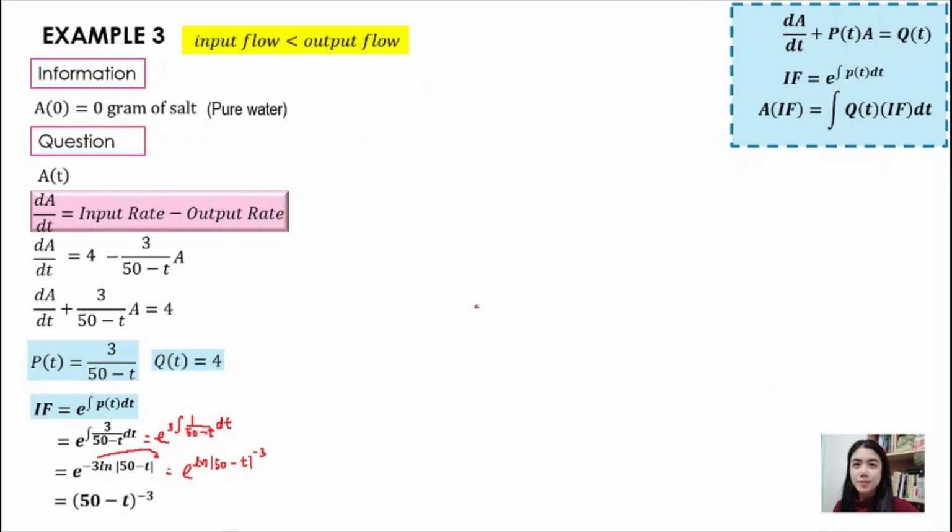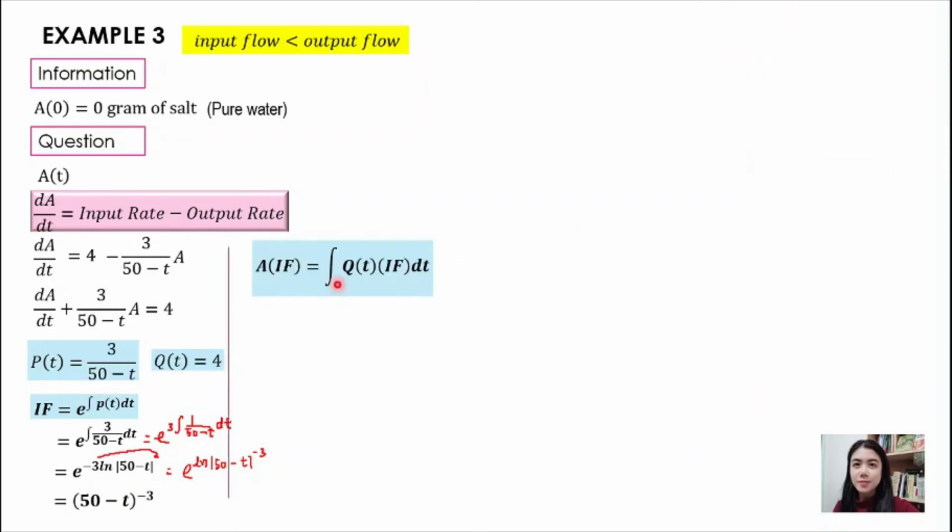Then we're going to solve these differential equations by using its formula. So this is the one. Let's substitute what is our IF here. So we have A multiplied with the IF. Your IF is this one, and then equal to the integration of Q(t). Your Q(t) is actually 4. Then you multiply with your IF. So we have IF here.